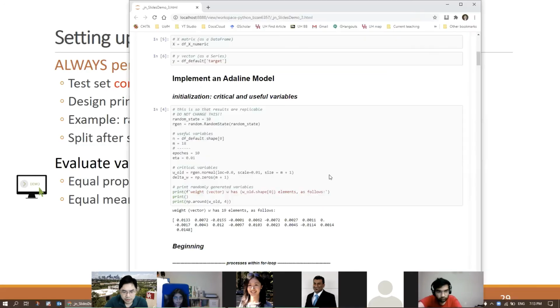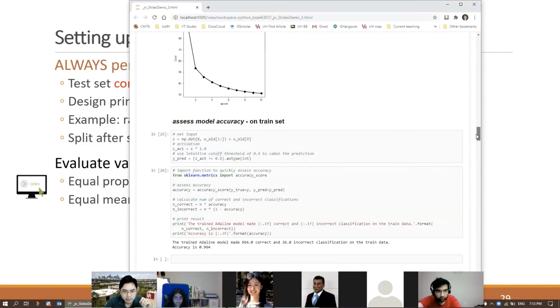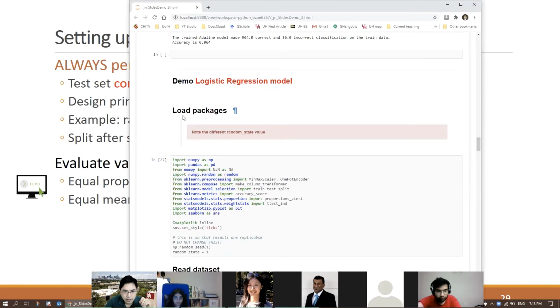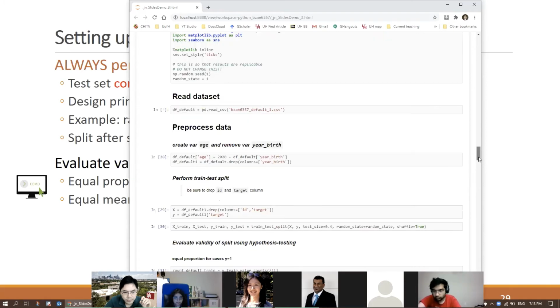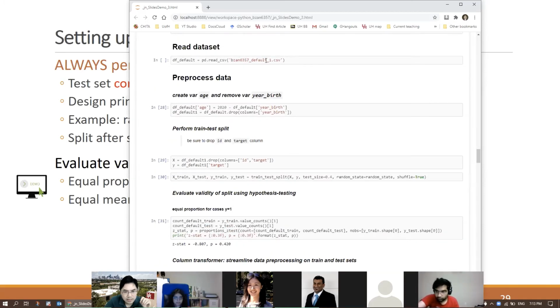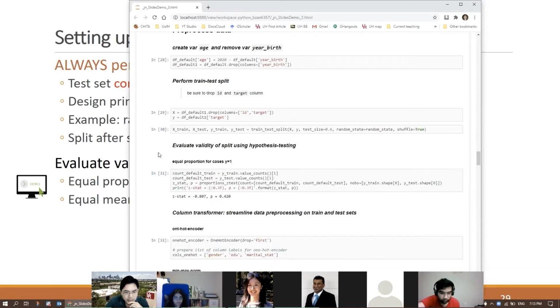Quickly showing the code. This is the Adeline, and now begins the logistic regression with the same data set. With that data set, first take care of the age. I calculate age by using the year of birth, and then create the X and Y. This time I create X and Y first, and many of you have already done that. So I just mentioned that.